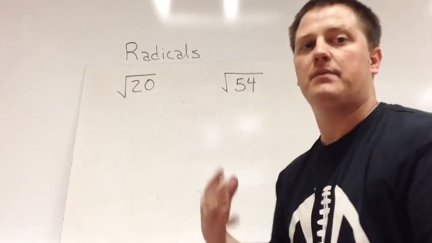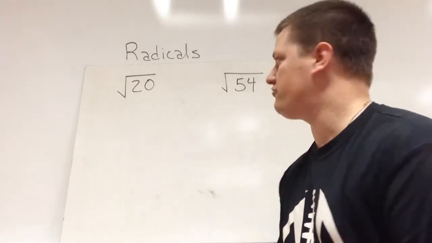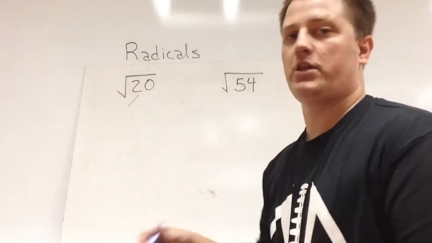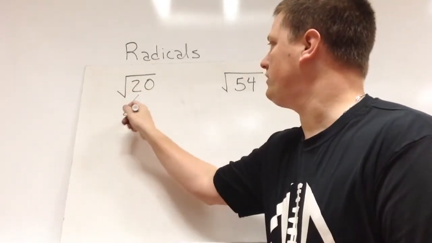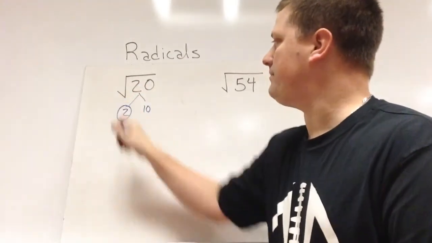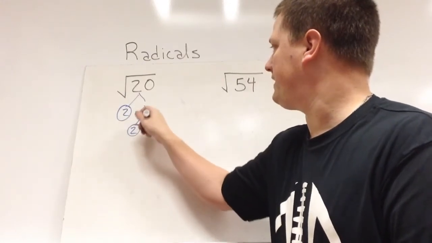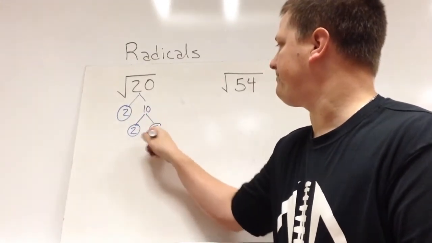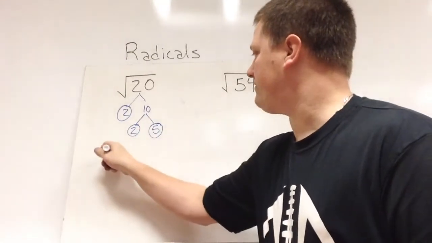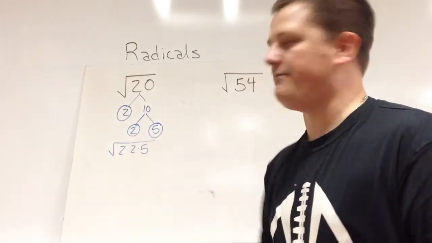To do that, we need to be able to do our tree factoring from elementary. So we're looking for prime numbers. So 2 and 10 make 20. So I'm going to keep the 2. 10 comes from 2 and 5. Okay, so we have the square root of 2 times 2 times 5.